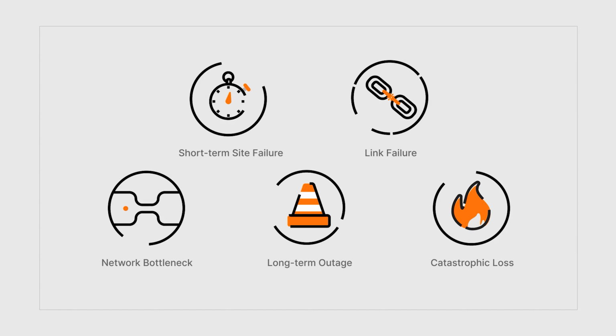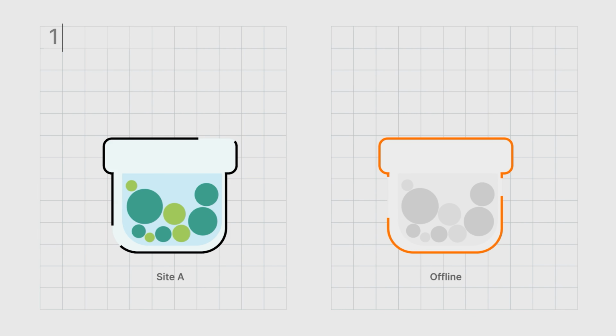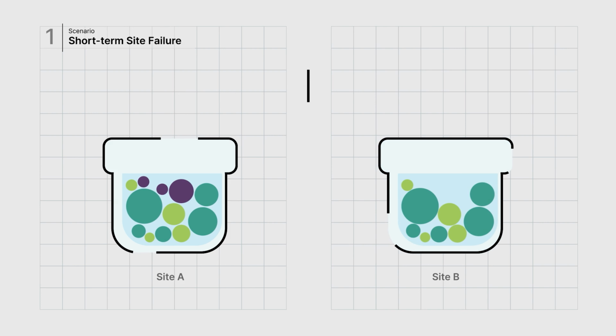Let's consider some real-world failure scenarios. For any number of reasons, a site may go down for a short period of time. In this situation, Site A continues uninterrupted, placing unreplicated objects in a queue that are synchronized automatically when Site B comes back online.